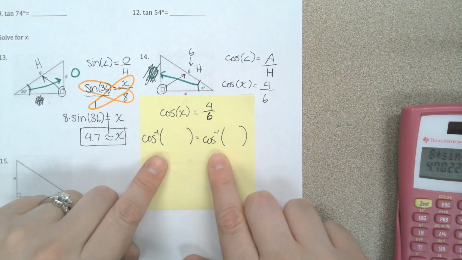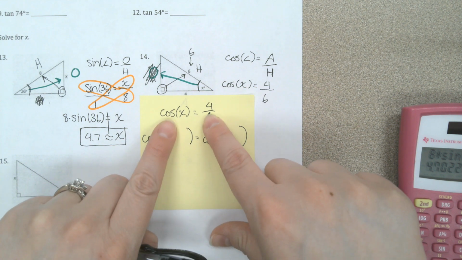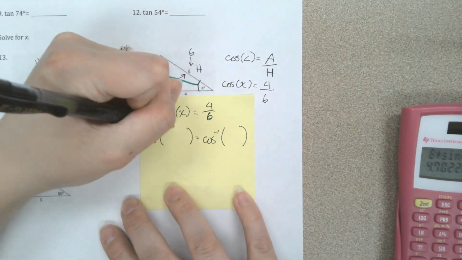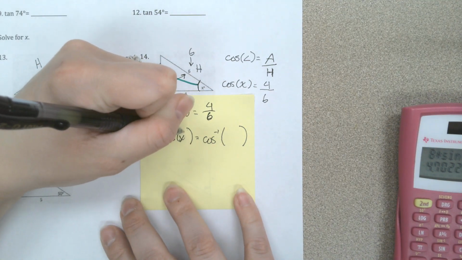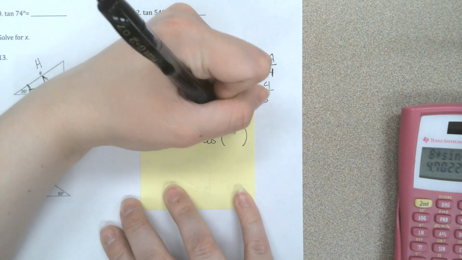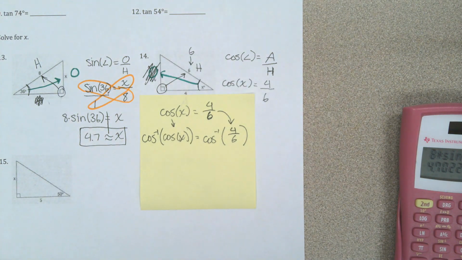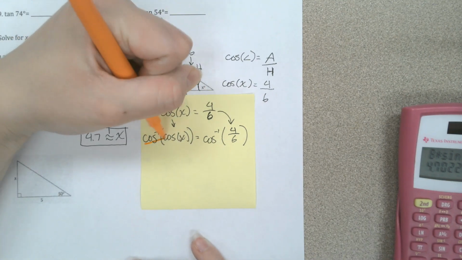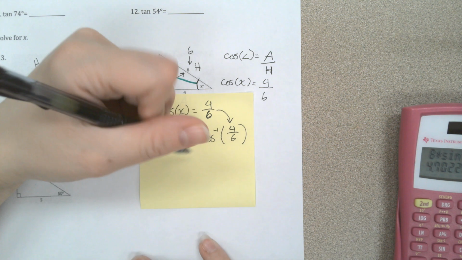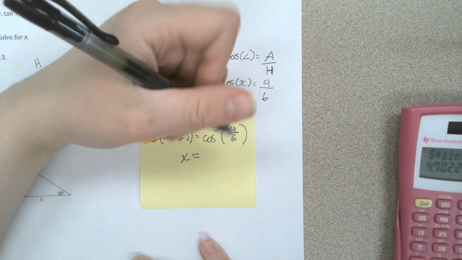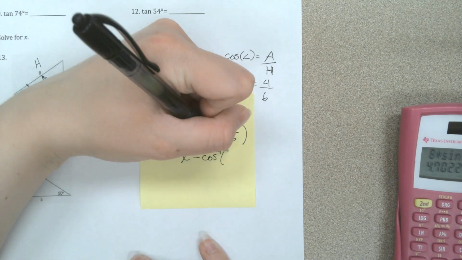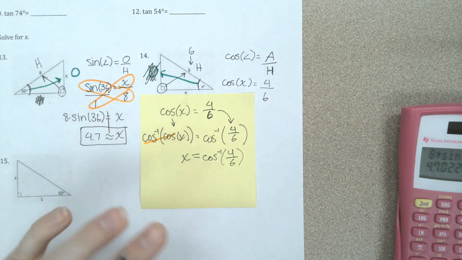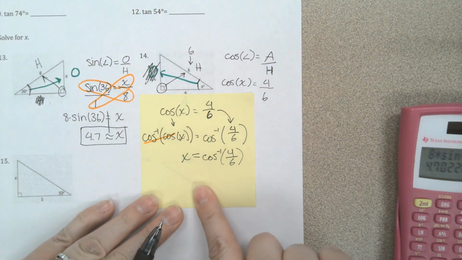So you do it to both sides, and then inside the parentheses, you're going to put what was in the equation. And then, since I have inverse cosine of cosine, those cancel, leaving just x. And then I'm going to bring this down. And then all I would do is plug this into my calculator to get an answer.